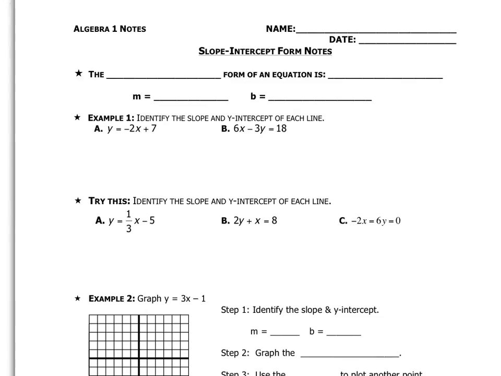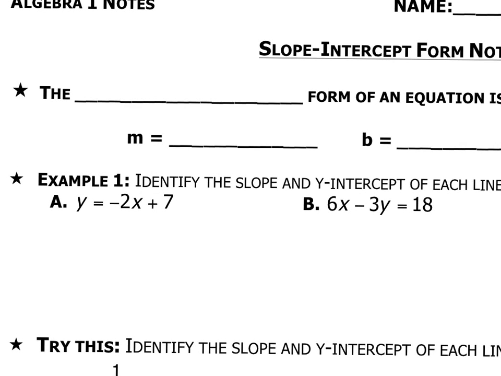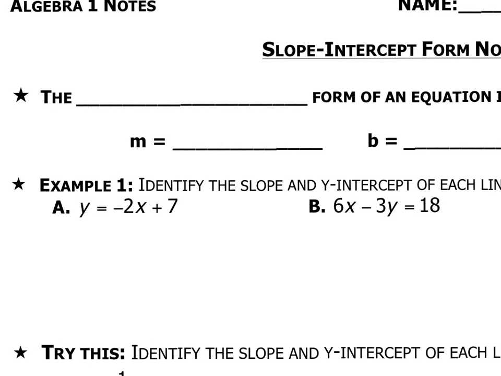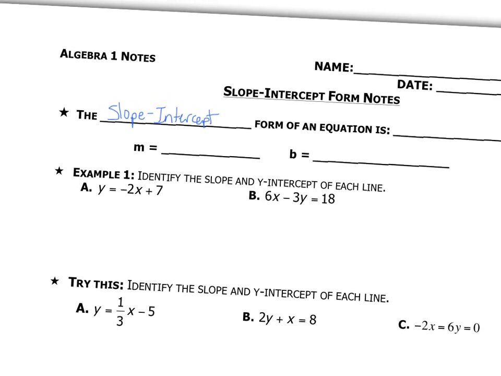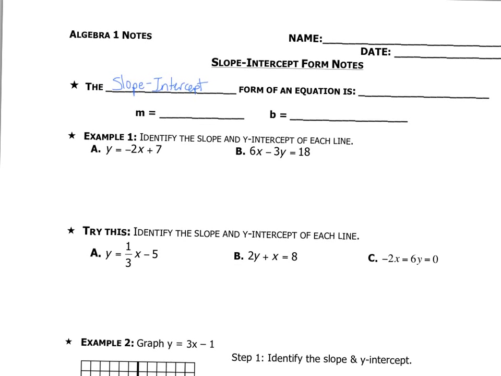So there's a couple forms that we're going to learn. The first one is the slope-intercept form. So we'll zoom in here so I can write nice. The slope-intercept form of an equation is, and I'll write it out over here, y equals mx plus b.